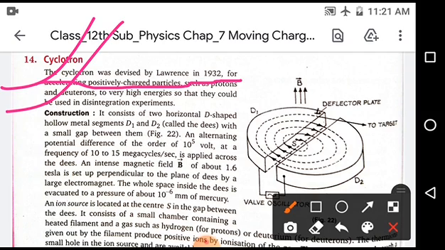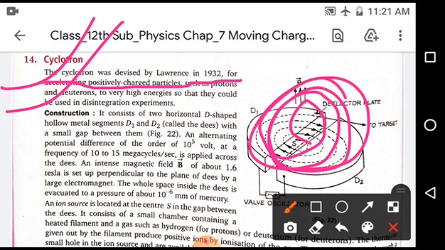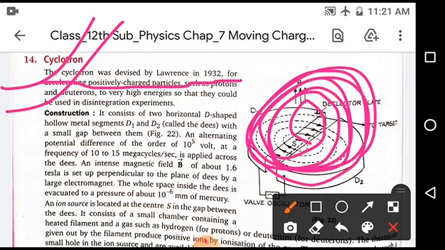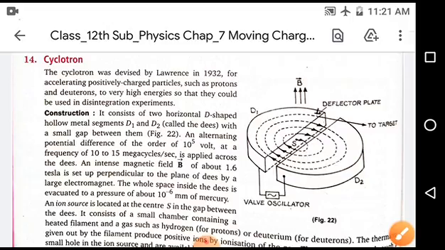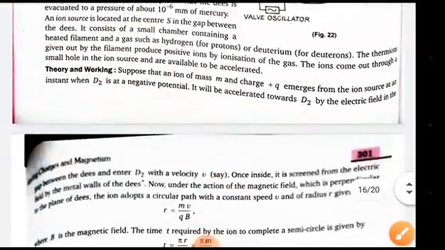Construction. In this instrument there are two semicircular portions which are known as Ds, and when we place a charged particle between the two Ds with the help of a strong potential difference, then the charged particle moves in a circular path like this with very high speed and goes to the target and strikes the target with very high energy. This is the construction, theory and working.